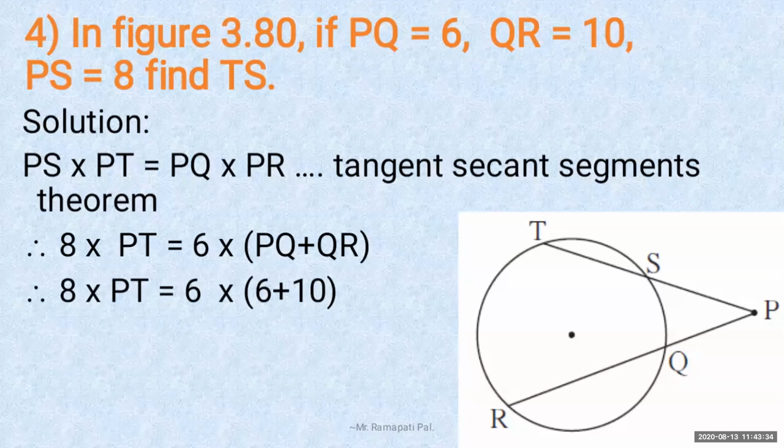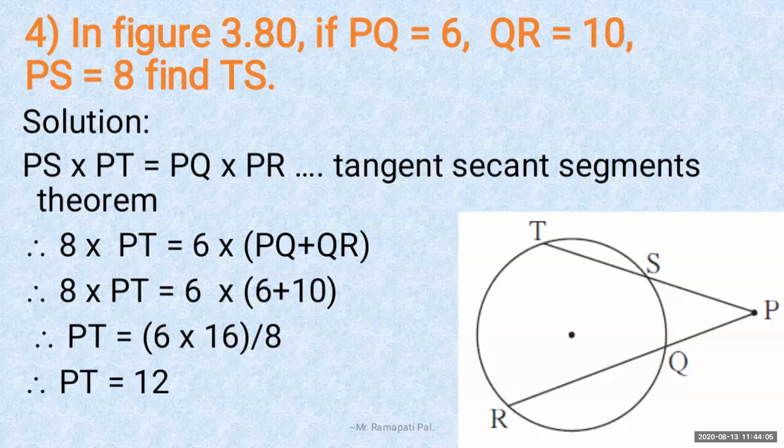8 into PT is equal to PQ, which is given as 6. QR is also given, that is 10. So 6 plus 10, okay, that is 16. So 8 into PT is equal to 6 into 16. Now take 8 to the right hand side and divide it. So PT is equal to 6 into 16 divided by 8. Is it clear? So when we divide, we get PT is equal to 12.